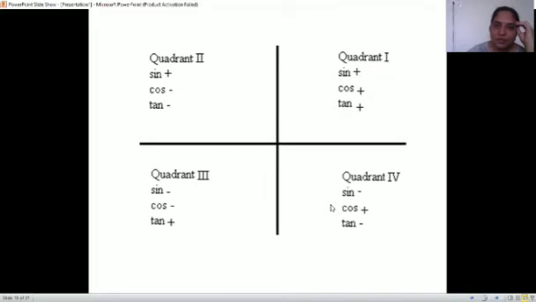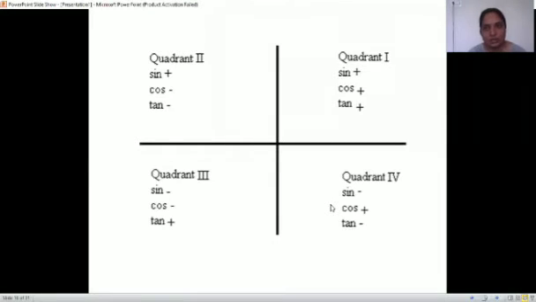Now let me ask you about 2 pi by 3. Where is 2 pi by 3? In which quadrant? Second quadrant. And how can you write that? Pi minus pi by 3. Yes, it is pi minus pi by 3. So you are in the second quadrant now. And if I ask you cos of 2 pi by 3, what is the value?